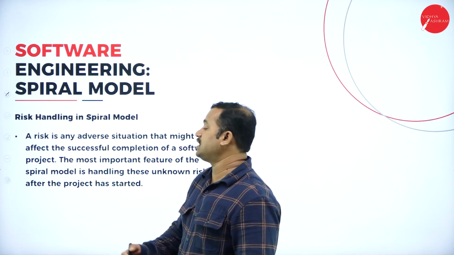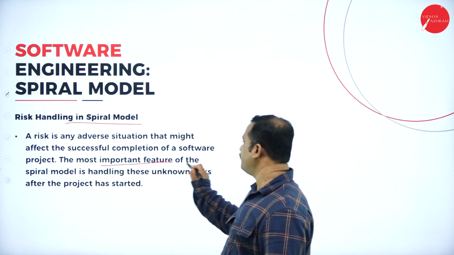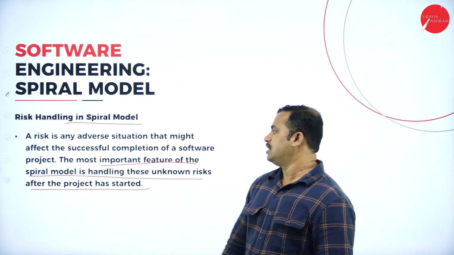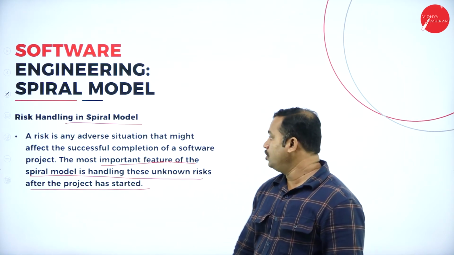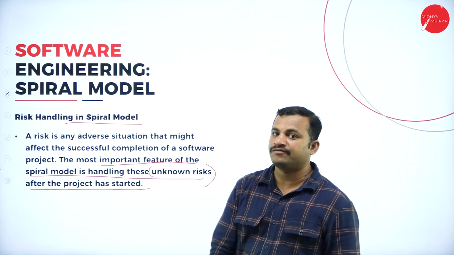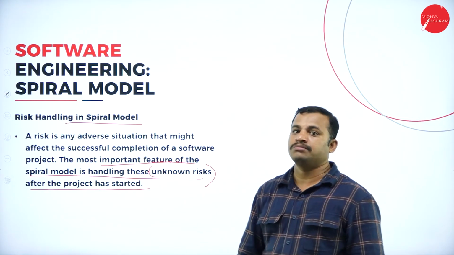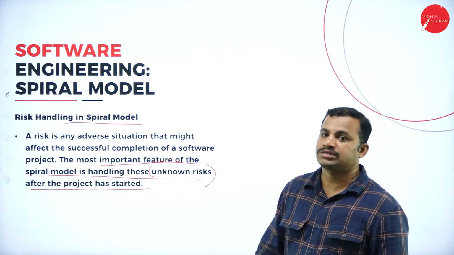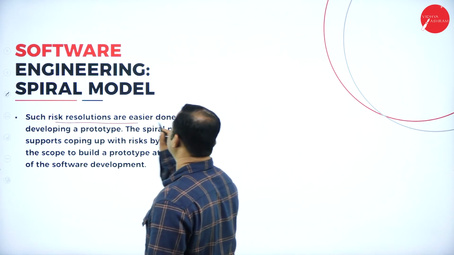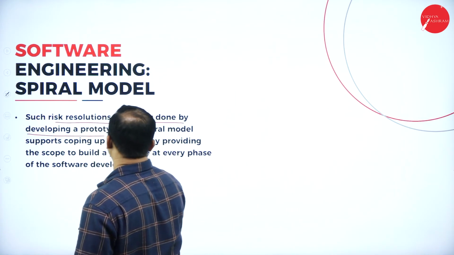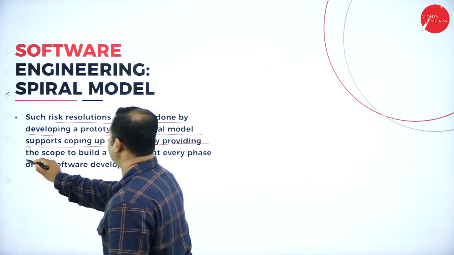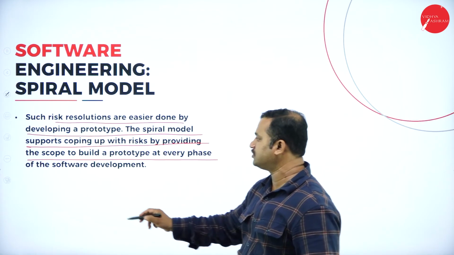Then, how are the risks handled? The most important feature of the spiral model is handling the unknown risks of the project as it starts. That means during the implementation of any of the requirements of a client, they may come across some unknown risks. Those risks are handled with the help of a spiral model. Such risk resolutions are easily solved by developing a prototype. The spiral model supports coping with the risks by providing the scope to build a prototype at every phase of the software development.